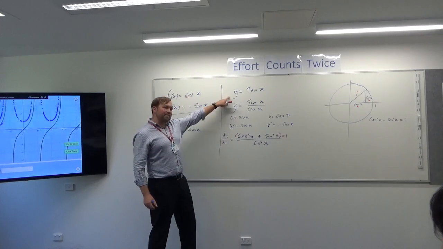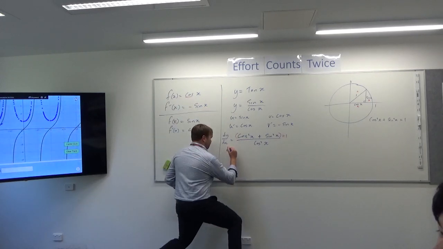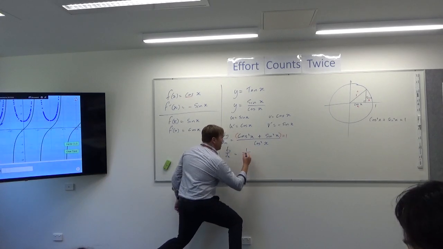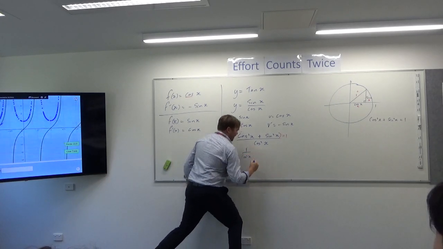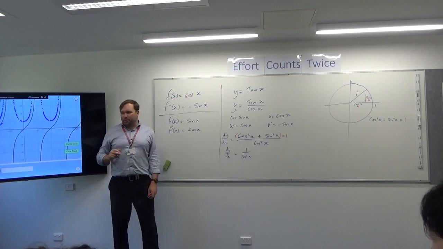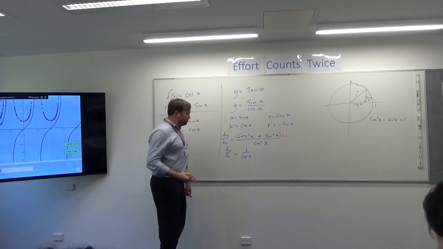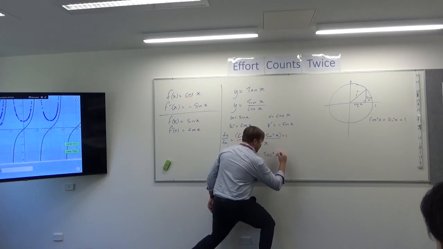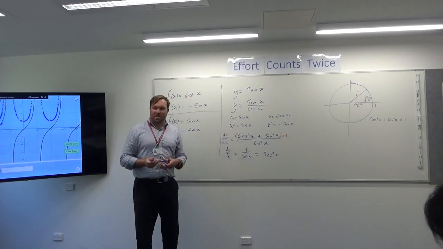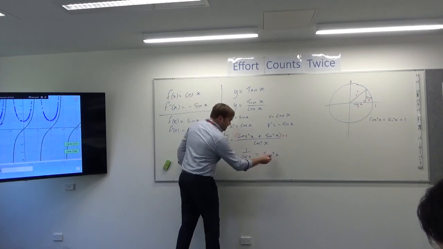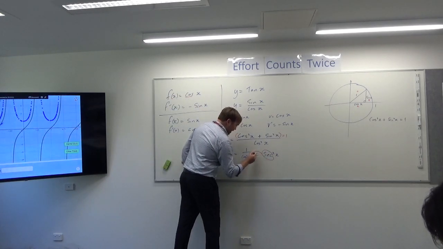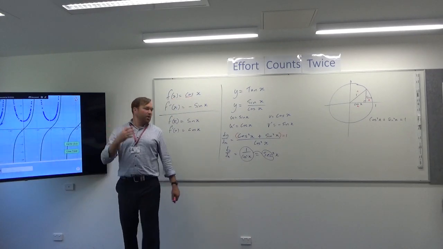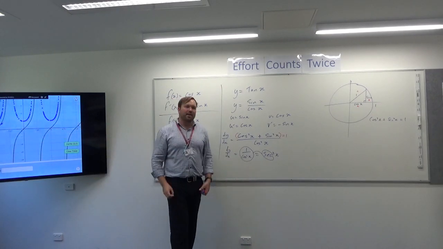Therefore, the derivative of tan x, dy dx, is 1 on cos squared x. And because we write 1 on cos squared x so often, we give it its own name, sec squared x. Sec is the same as 1 on cos x. So sec squared x is 1 on cos squared x.